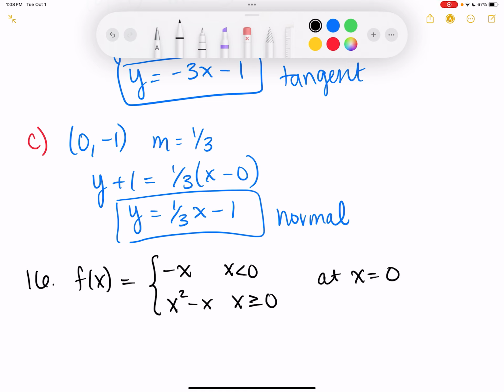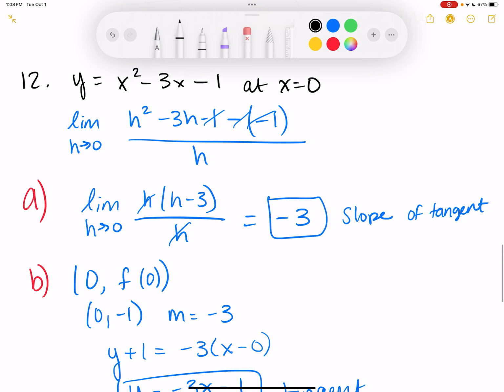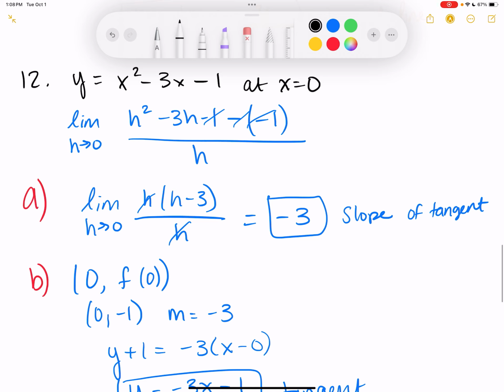All right, so basically what we do is we're going to take each of these functions, because these are technically two separate functions, so negative x and then x squared minus x, and we're going to take the limit like we did to find the slope up here. So I'm going to find the slope of each one of the pieces individually. If the slope is the same, then it has a tangent at the point. If they're not the same, then there's not a tangent.